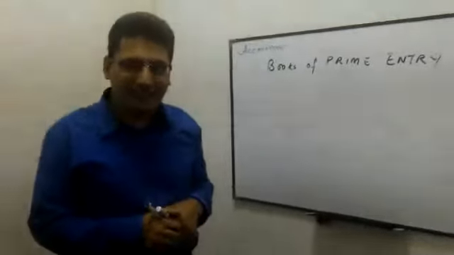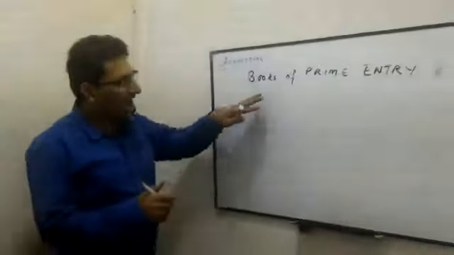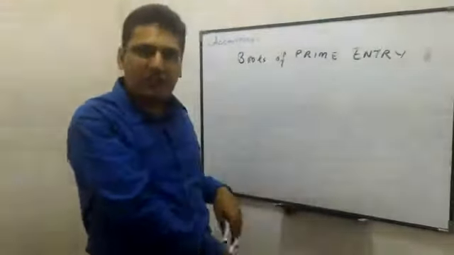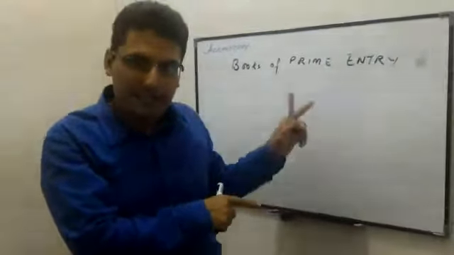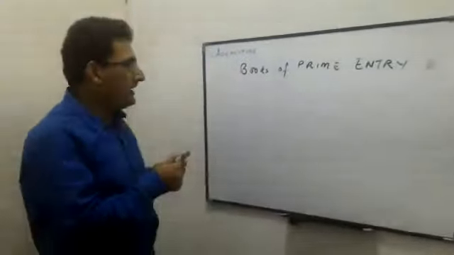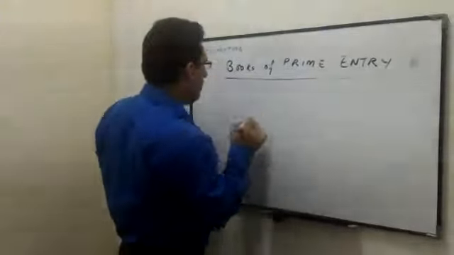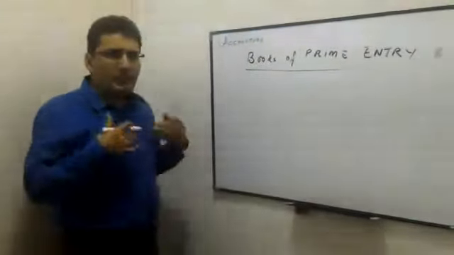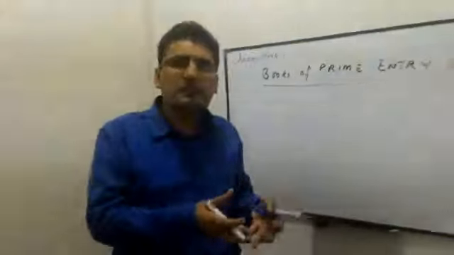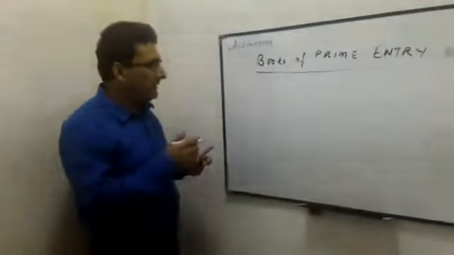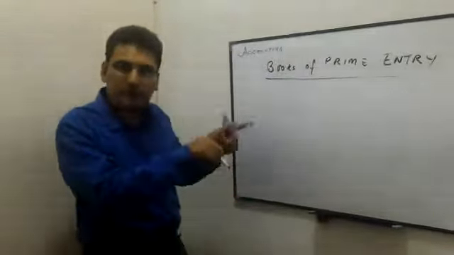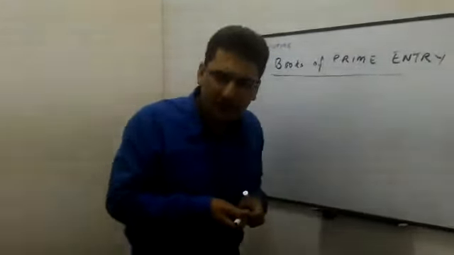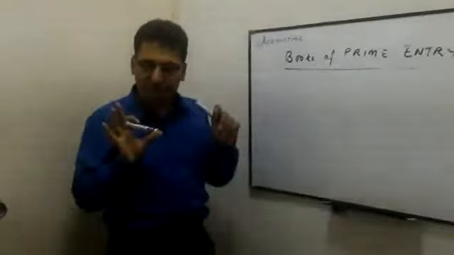Good morning. Today we are going to learn a new topic, the books of prime entry. This is in continuation of our previous lesson, the business document. In this chapter we are going to learn the four journals. In reality we have seven books of prime entry, but in this chapter we cover only four.